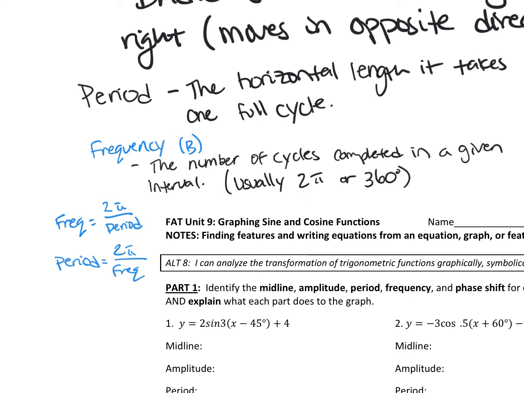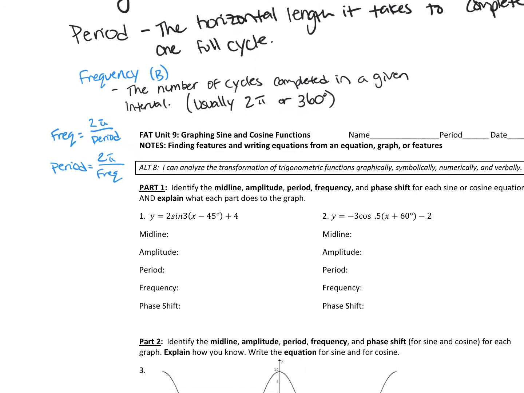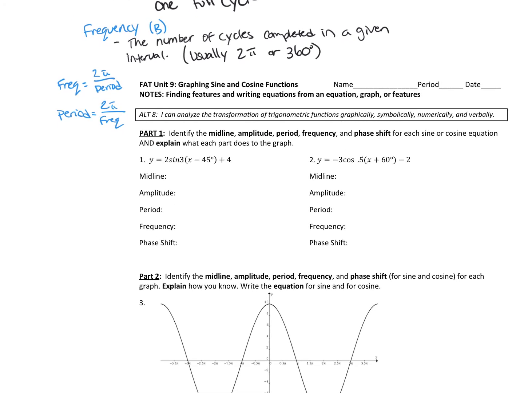I feel rather unfortunate I didn't leave myself enough room, but that's okay. Let's go through and take a look at an equation and a graph, and let's try to just identify these features. We're not even going to try writing an equation. So let's take a look right here at this very first problem. So this is just the first page of the blank notes is what we're looking at. Part 1 says, identify the midline, amplitude, period, frequency, and phase shift, so all the things we just talked about, for each sine and cosine equation, and explain what each part does for that graph.